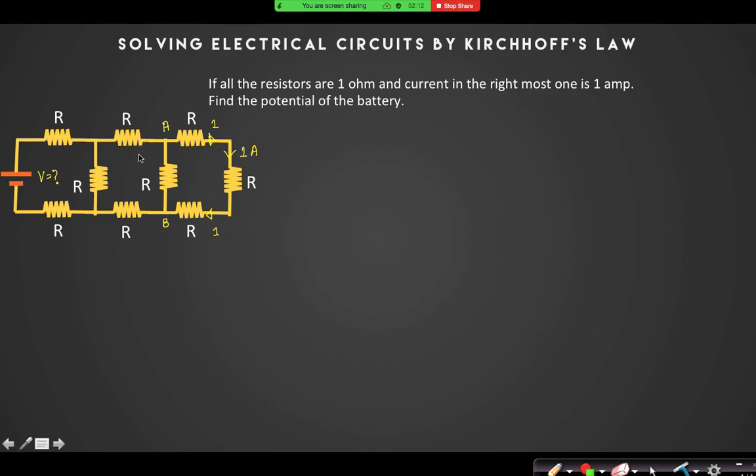Now if the potential difference between these 2 points is 3 volt, then what is the current carried by this resistance? 3 ampere. Yes. Now by application of the KCL, can you tell me what is the current in this branch? 4 ampere. Similarly, current in that branch will also be 4 ampere. 3 plus 1, 4.